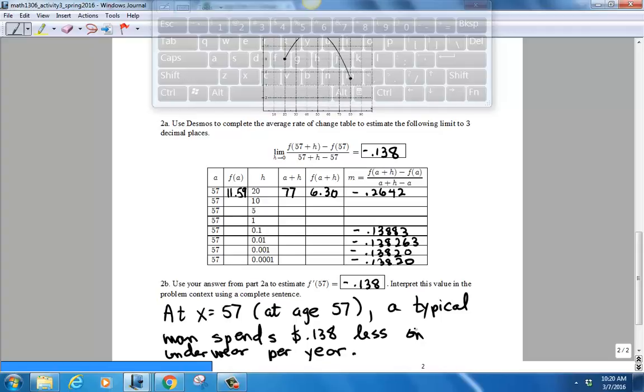So you can't just jump down here and say, I'll just let the increment be 0, then I'll know exactly the slope of the tangent line. That won't work because we can't divide by 0. So we just make the increment smaller and smaller, and then try to project what's happening to the slopes of these secant lines as they look more and more like the tangent line.